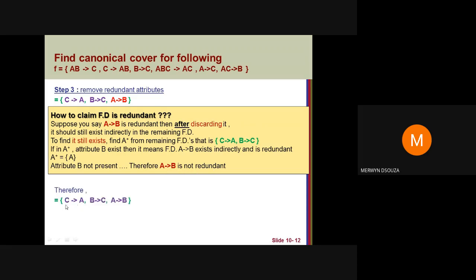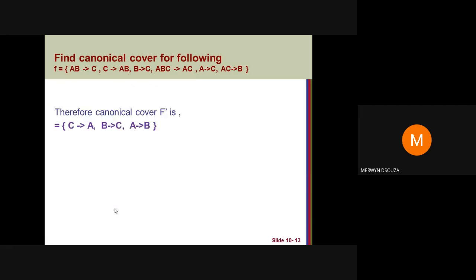So this is the final set of functional dependencies. We cannot reduce it further. We cannot discard anything further. Therefore, the canonical cover F dash of F is C determines A, B determines C, and A determines B. Similarly, if you were told to find a minimal cover or the irreducible set, you would have found the same answer. So basically all of them are the same. This is how you find the canonical cover F dash of the set F.